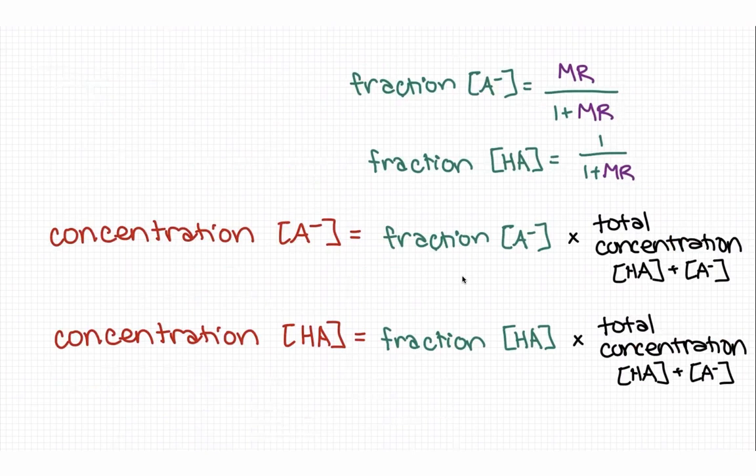And if you want to find the actual concentration, then you just have to multiply that fraction by the total concentration of your acid and your base, which is often what you're going to be given. So if you have a buffer, say you're told you have a 500 millimolar buffer, it's going to be equal to the total concentration of the acid and the base. And then you can figure out the amounts that are in each of these forms. And if you have the volume as well, then you can figure out actual numbers of moles.